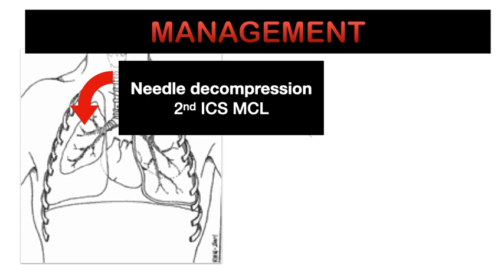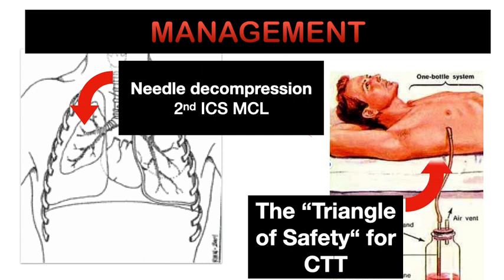Then, once available, chest tube is inserted on the area called the triangle of safety, which is bounded by a horizontal line crossing the nipple and bisecting lines from the lower tip of the axilla to both posterior and anterior axillary line.